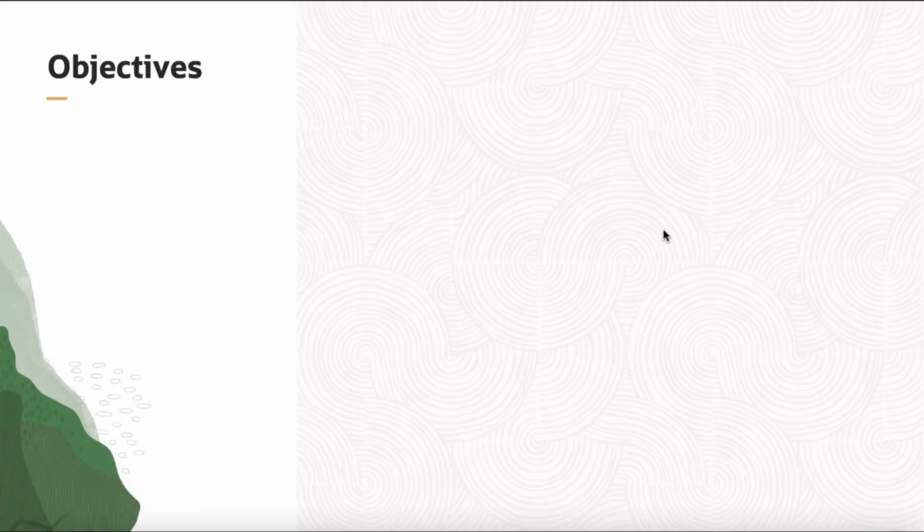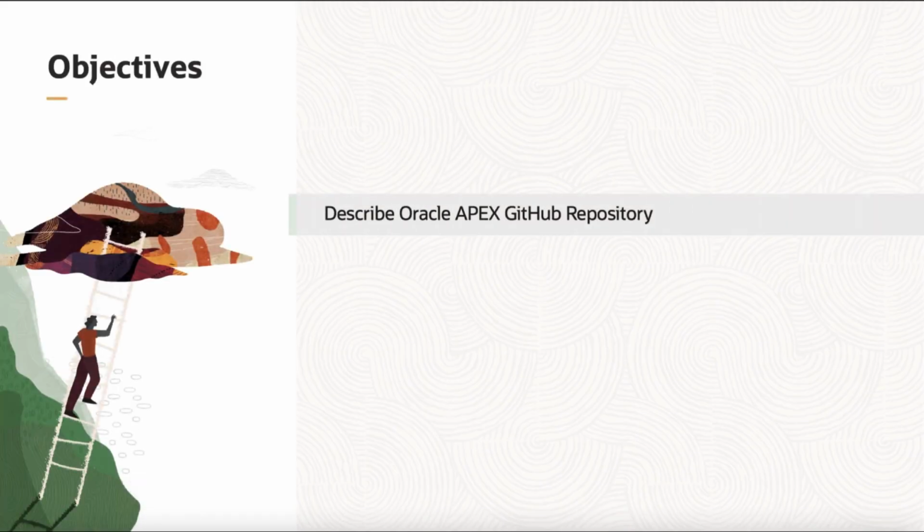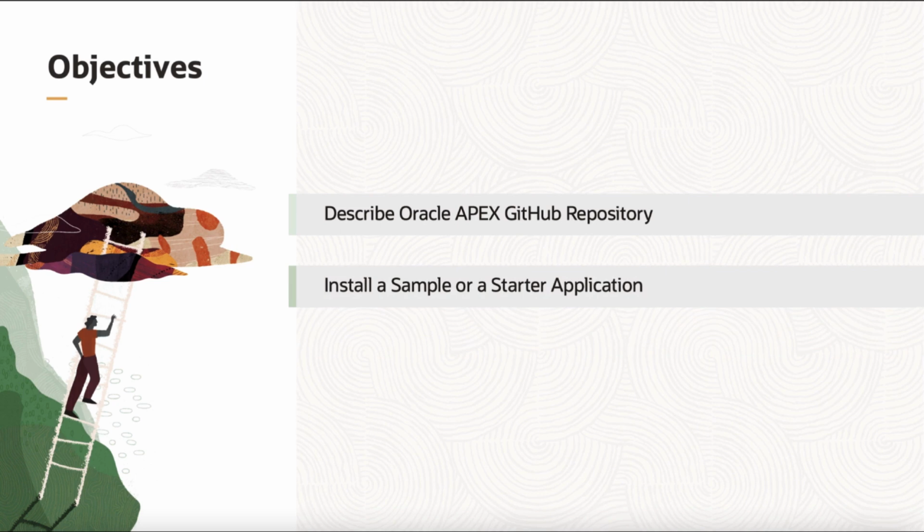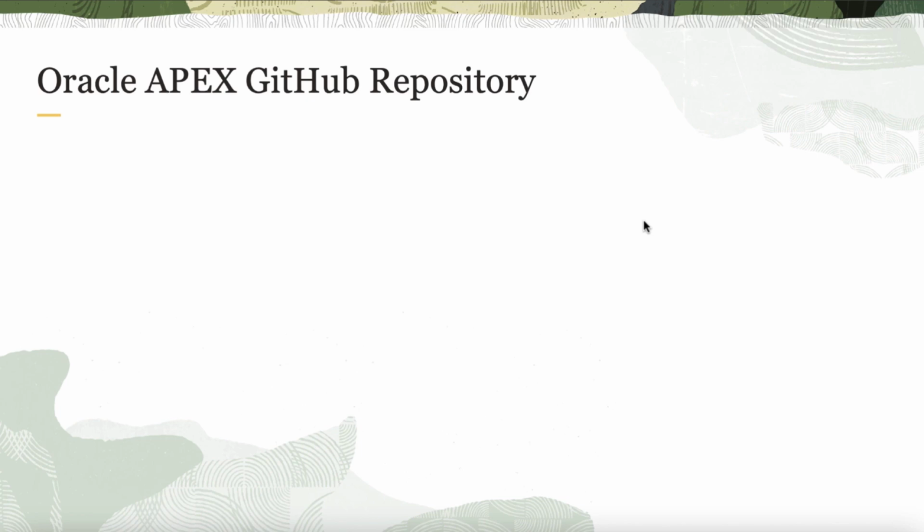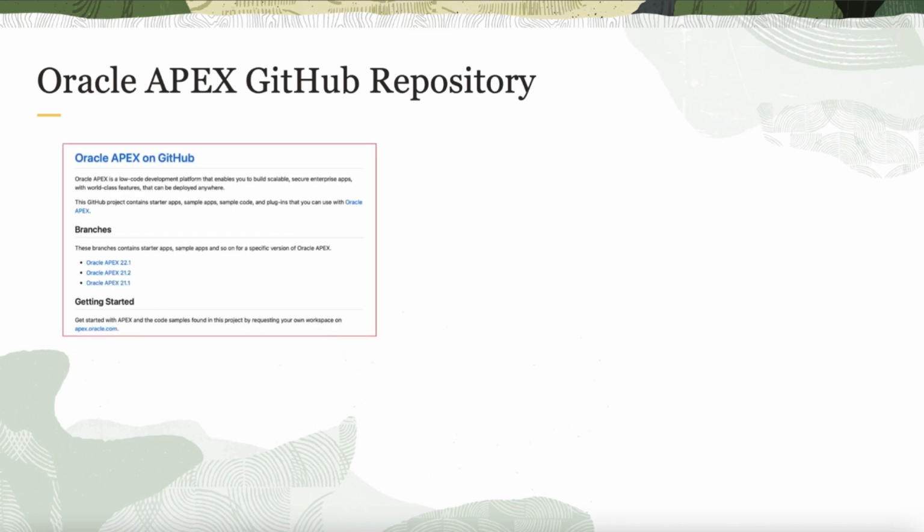In this lesson, you learn about the starter and sample applications available in Oracle Apex. You learn how to install a sample or a starter application. Oracle Apex GitHub repository. The Apex GitHub repository contains starter applications, sample applications, sample code, and plugins that you can try, learn from, use, and experiment with in Oracle Apex. You can access the Oracle Apex GitHub repository at github.com/oracle/apex.